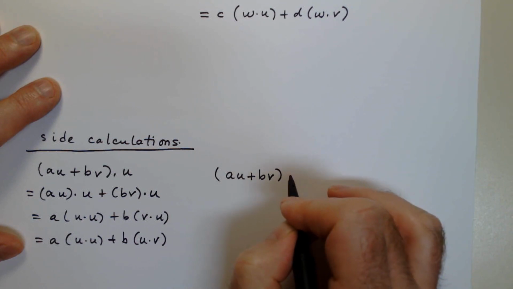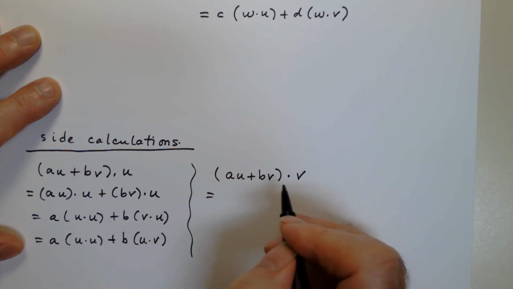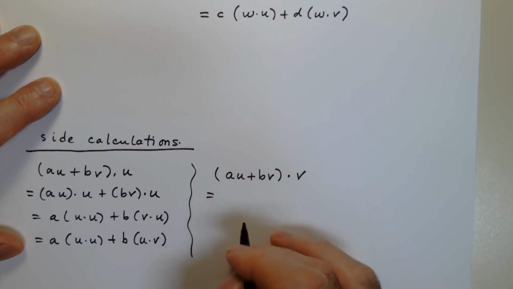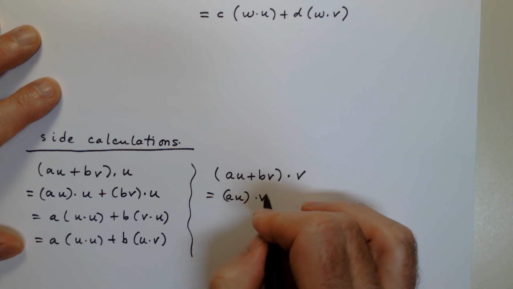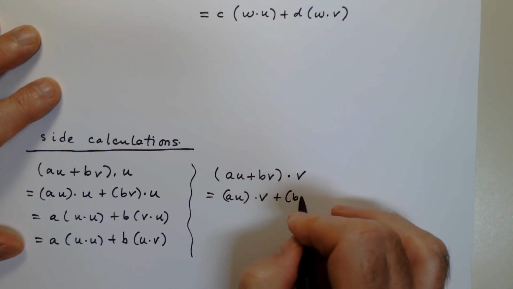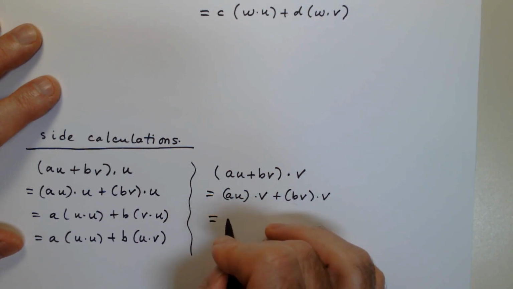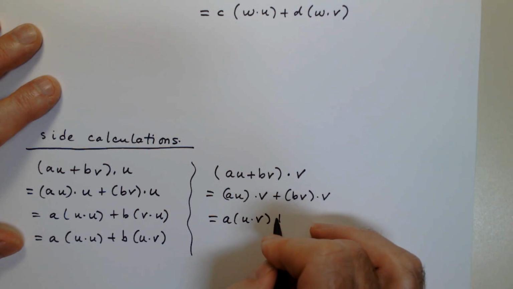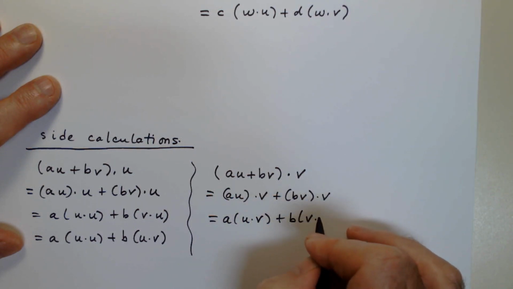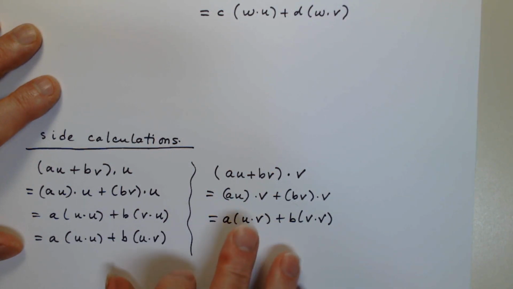So there's w, and now I'm going to dot it with v. And what's that equal to? By the distributive law, I'll be able to write this as Au dot v, Bv dot v. And again, by association, and this one's already in the form u dot v, so I'll leave it at that.